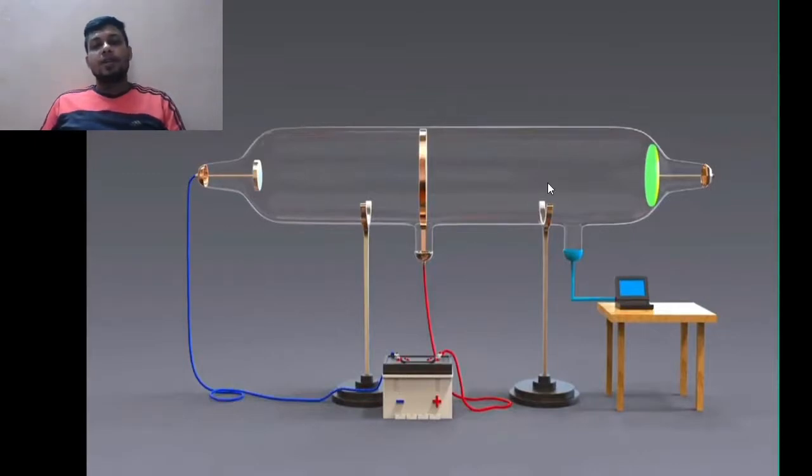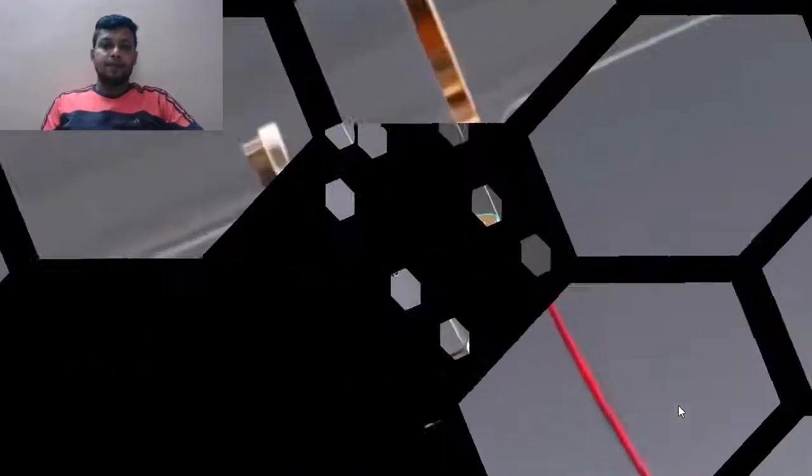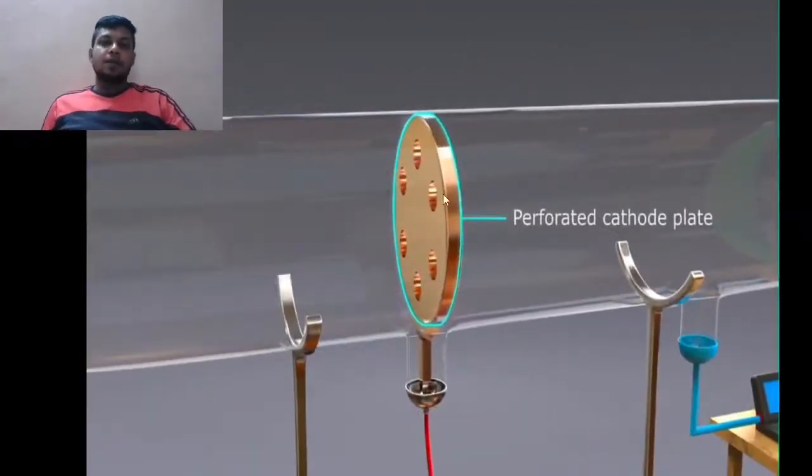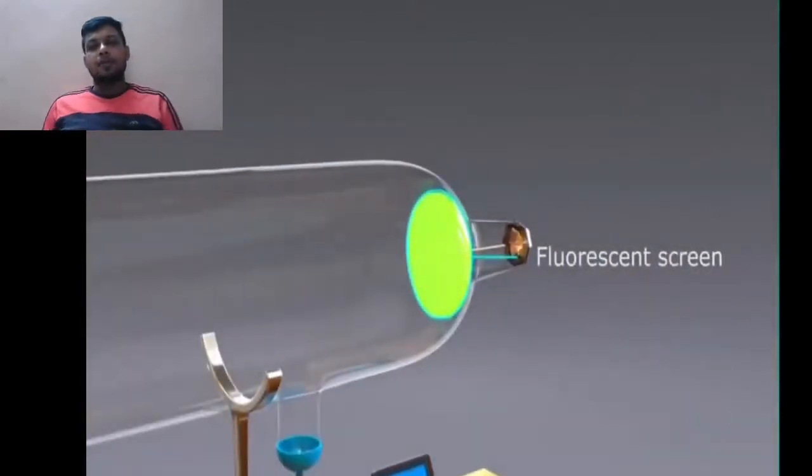The setup for this experiment is almost similar to the cathode ray tube used by J.J. Thomson. Here you can see that this is the negatively charged plate and this is the positively charged plate. This is the fluorescence screen. This is the perforated cathode plate, and this is the fluorescent screen.